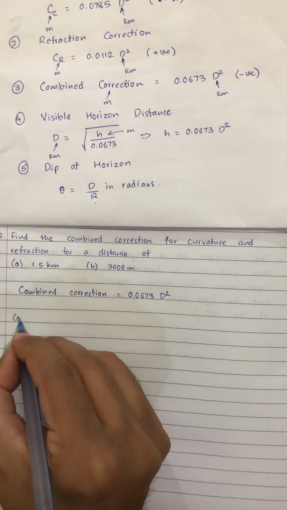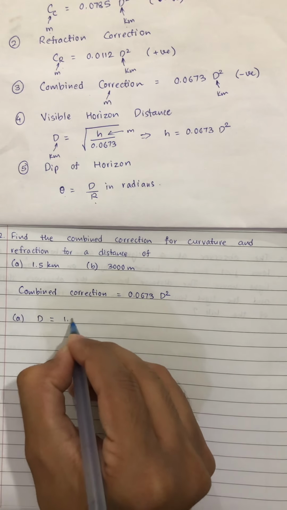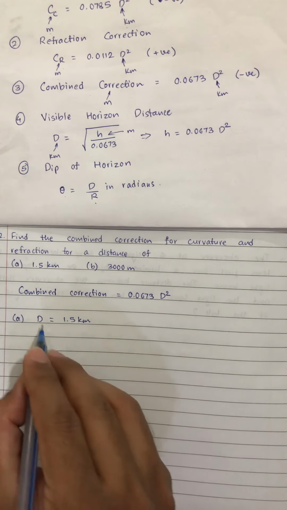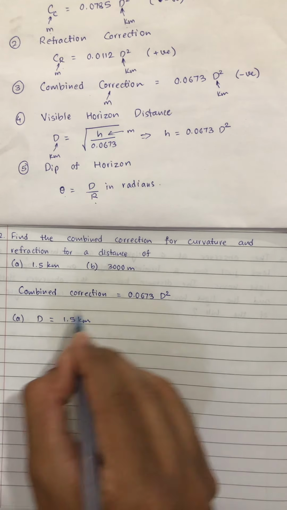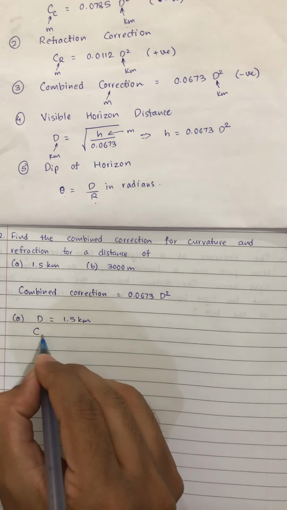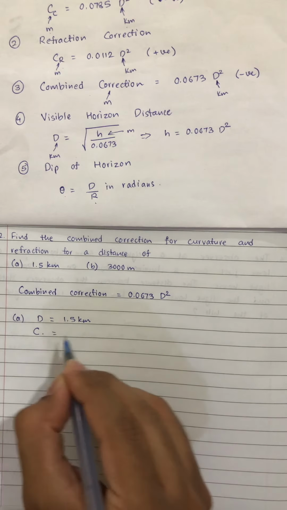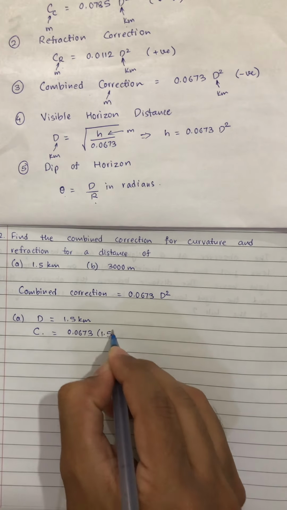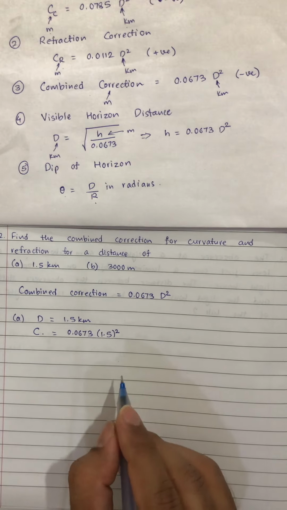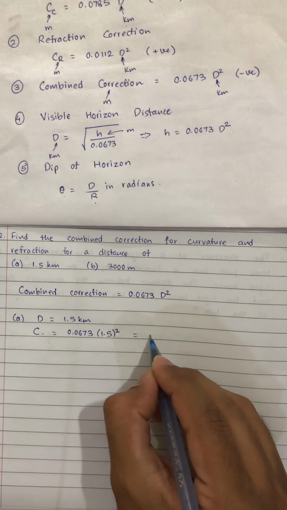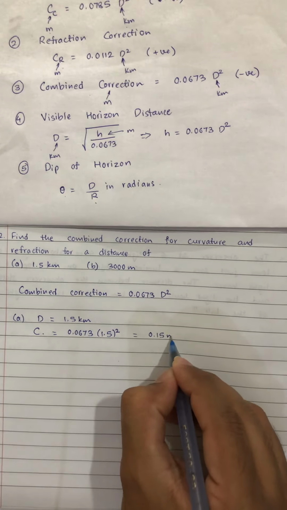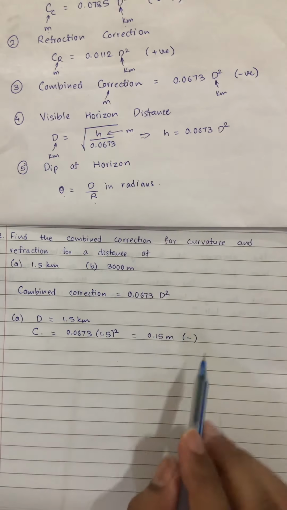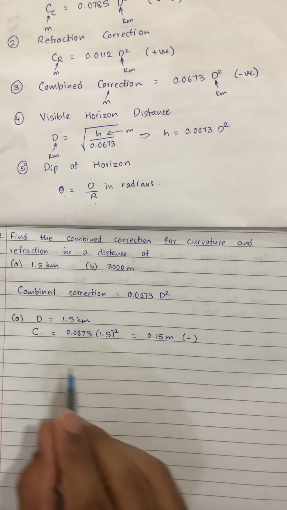Now for the first case, d is 1.5 kilometer. So you have to substitute the value as it is. Hence, this combined correction, let us denote it by C, will be equal to 0.0673 into 1.5 square. So this value comes out to approximately 0.15 meter. Again, this combined correction is negative, so we can write a minus sign after the value.